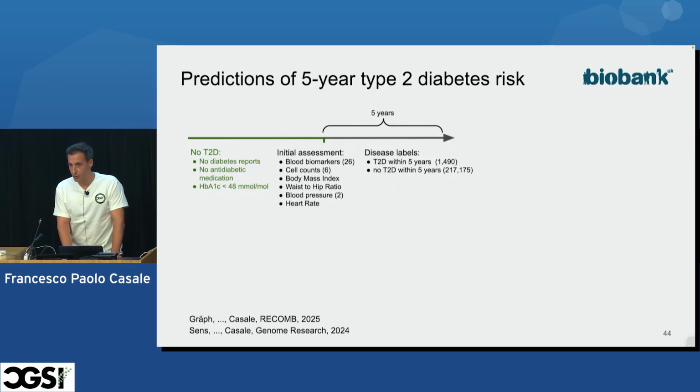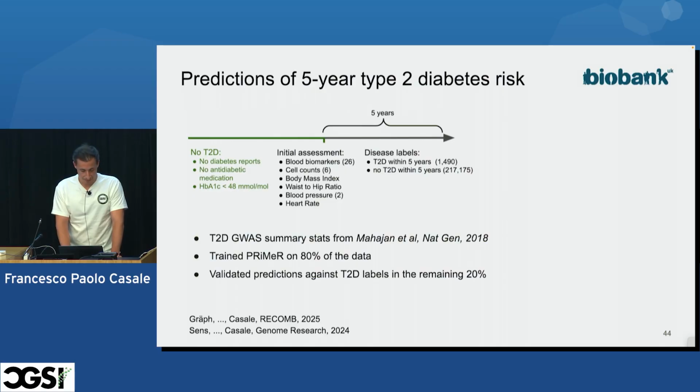One thing that's important to note here is that we do not use the longitudinal follow-up labels for training. We only use the genetic effects on the disease for training, and we use the disease labels only for evaluating the model. We take the type 2 diabetes GWAS summary stats as training data, and we train the model on 80% of the data, and then evaluate on the remaining 20% using the longitudinal labels.